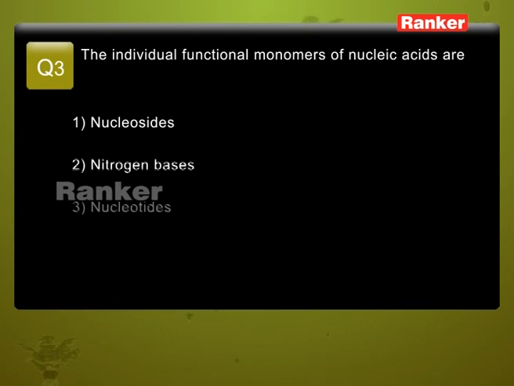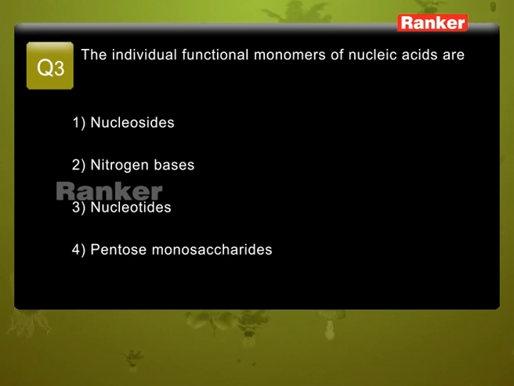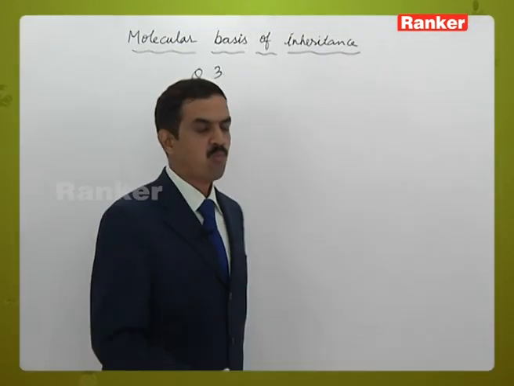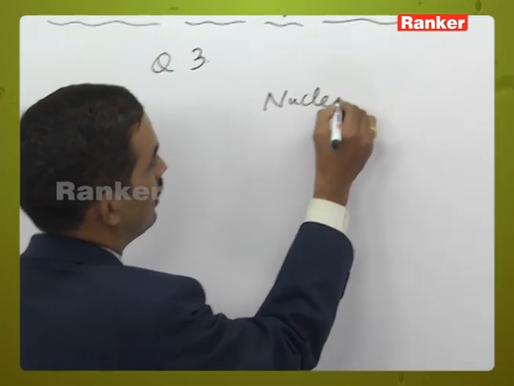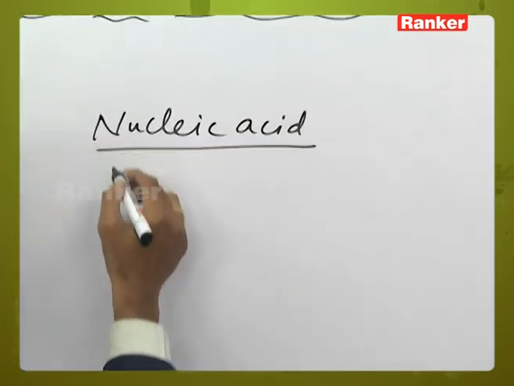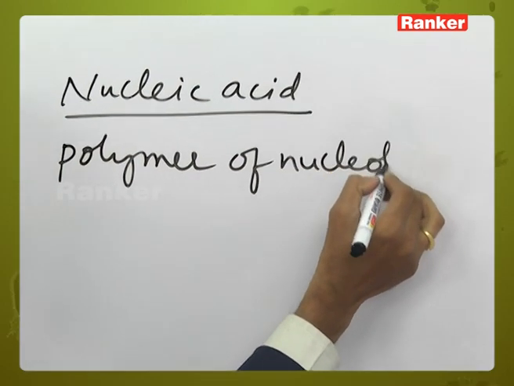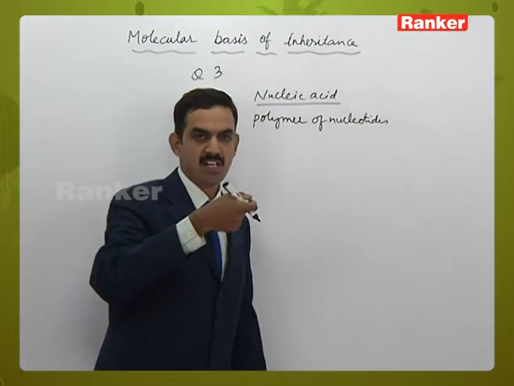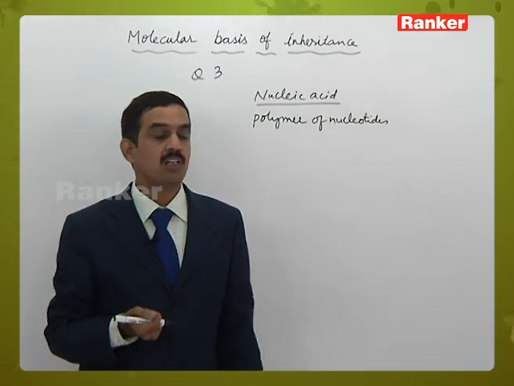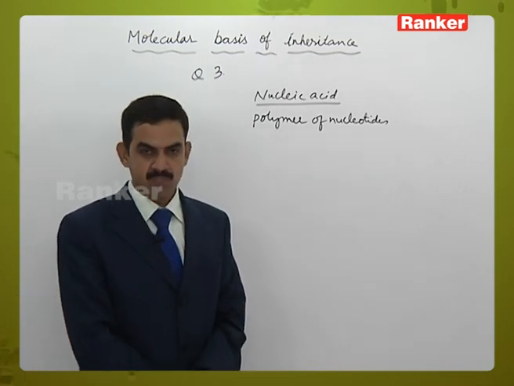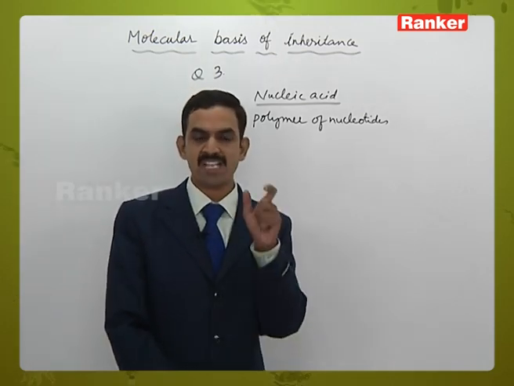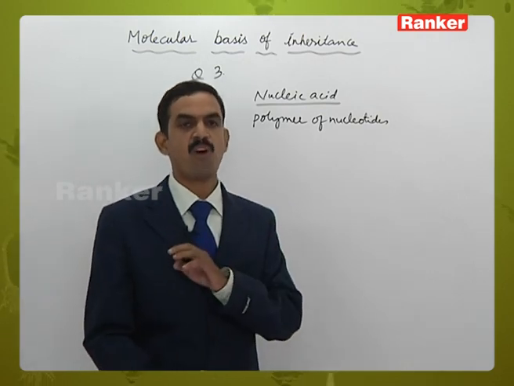Question number 3. The individual functional monomers of nucleic acids are: options: nucleosides, nitrogen bases, nucleotides and pentose monosaccharides. Okay, here what is a nucleic acid? Nucleic acid is a polymer of nucleotides. That is, many nucleotides are present in the form of a long chain-like structure called a polynucleotide strand. So from the given options we say that nucleosides do not include a phosphorus group in them.